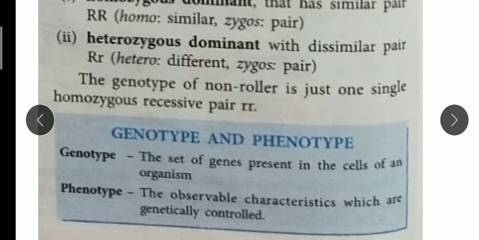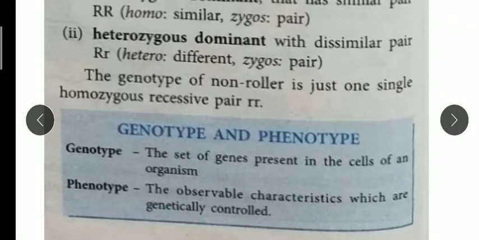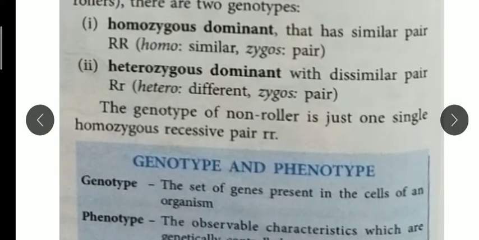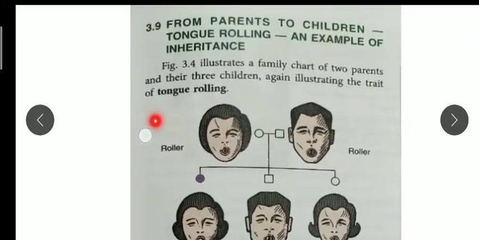Now the definition of genotype and phenotype is given, a very short and simple definition. The set of genes present in the cell of an organism is called genotype, and the observable characters, whatever features we can see, and we can see our own external features in front of the mirror, are called phenotype, and they are genetically controlled. So this is the simple definition of genotype and phenotype. Terminology is very important in this chapter, because then only you will understand.